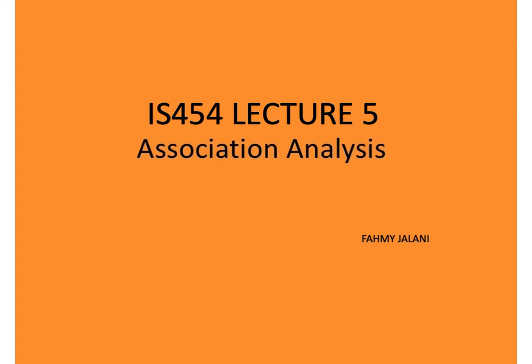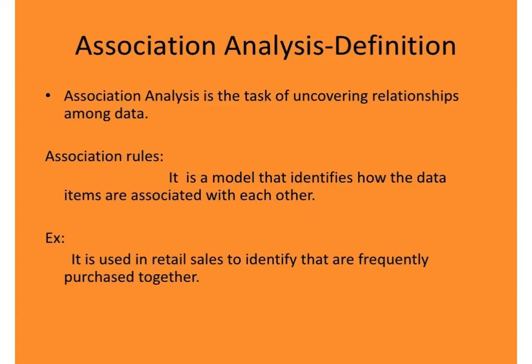So let's take a look at the definition. Technically, it is a task of uncovering a relationship among data. Association rules are basically a model that identifies how data items are associated. For example, it is used in retail sales to identify items that are frequently purchased together.